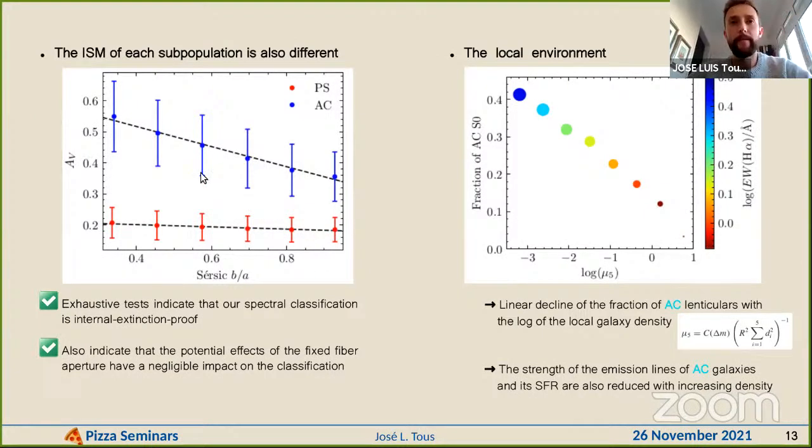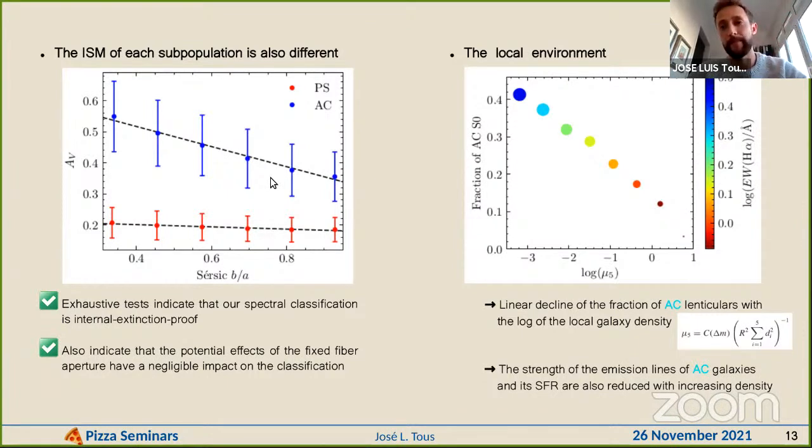And we see that the active population shows a clear dependence of the total internal extinction with the inclination. And this is not observed for the passive counterparts. I like this result very much because this is an independent proof that our spectral classification is working, because this comes from photometry alone, whereas our classification comes from analyzing the spectra and using a mathematical approach, the principal component analysis.